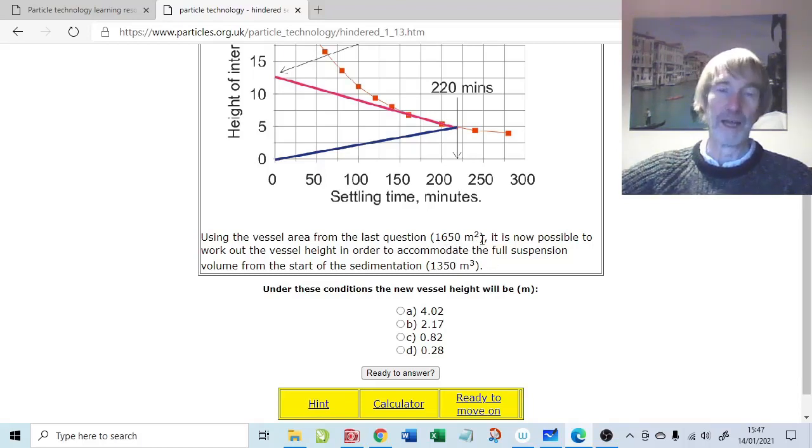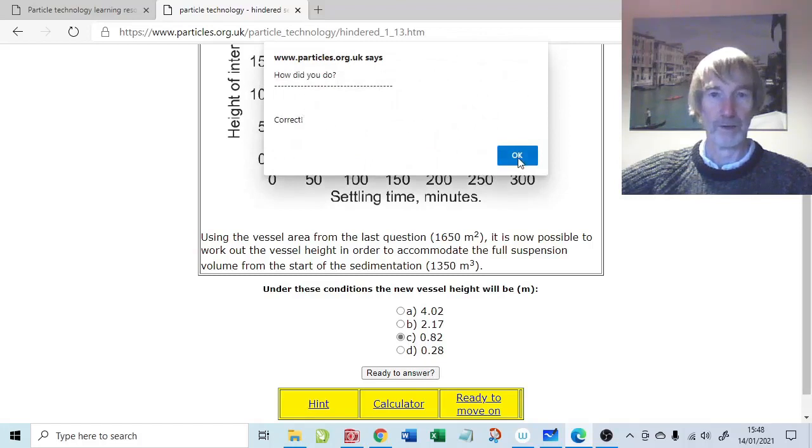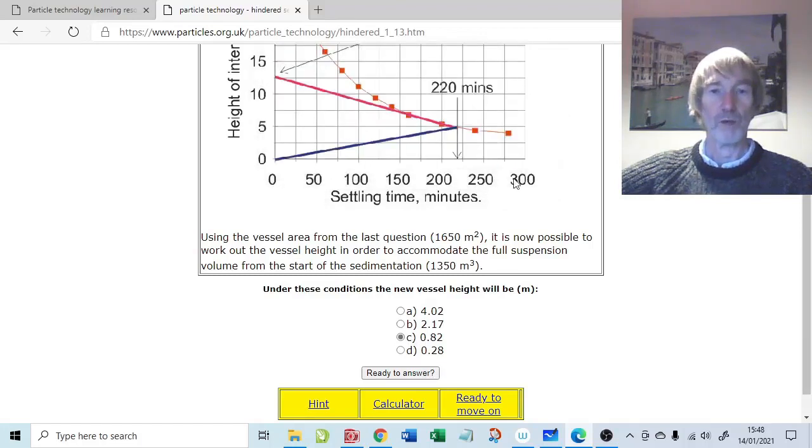I mean, clearly we're heading in the direction of a tank that's going to be too short. The correct answer for the total height of the tank, I think, is going to be something like 0.82, which is correct. So that would be the height that we would need to accommodate the 3% suspension at the start. It's still less than a metre. Clearly this is not a practical design. There's no way that that's a practical design.